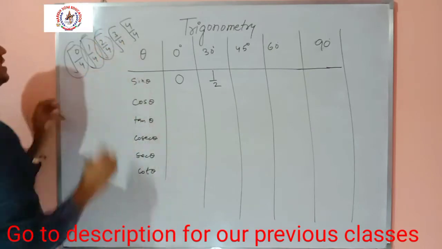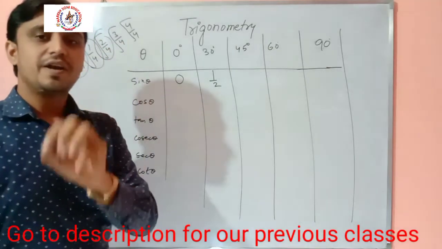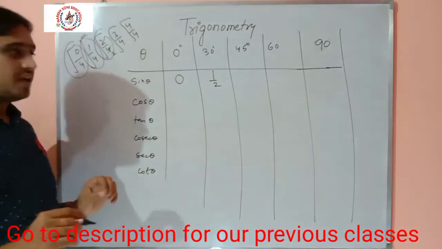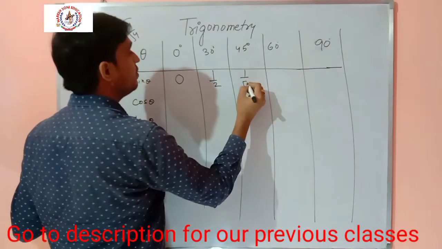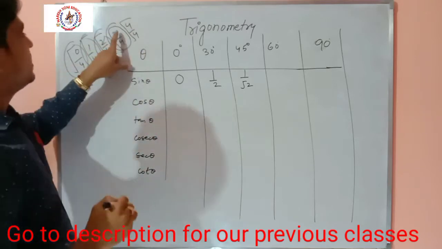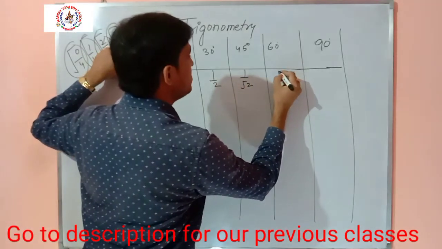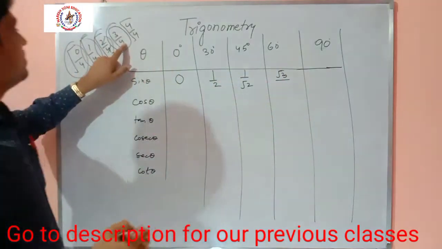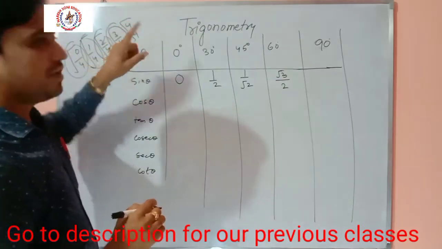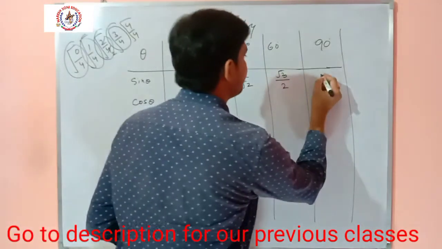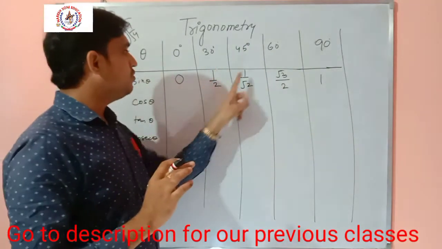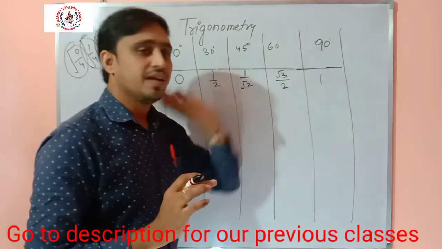And this one is under root 2 by 4, which means 1 upon under root 2, because square root of 2 to 4. So this is 1 by under root 2. And the third one, under root 3 upon 4. It means under root 3 as numerator, and the under root of 4 is 2. And 4 upon 4 is 1, so under root 1 is 1. Okay? We found these values: 0, 1 by 2, 1 by root 2, root 3 by 2 and 1.